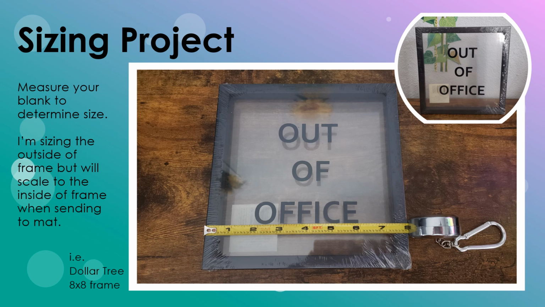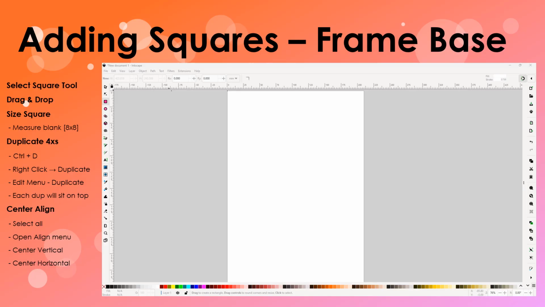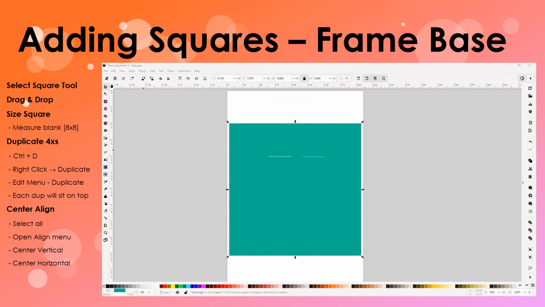I am measuring from the outside of the frame so that my numbers stay nice and square, and then at the end I'll scale it down to the inside of the frame. I'll start by creating the frame of the base. Using the Insert Square tool, I'll create an 8x8 square.